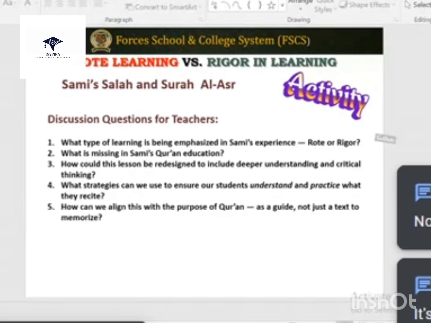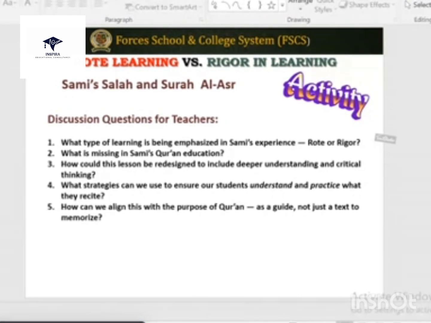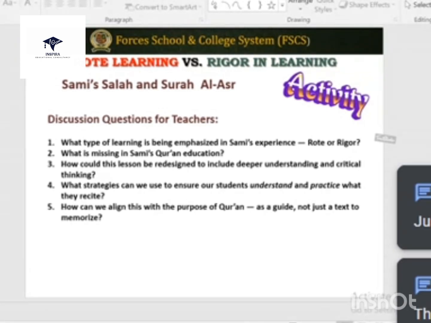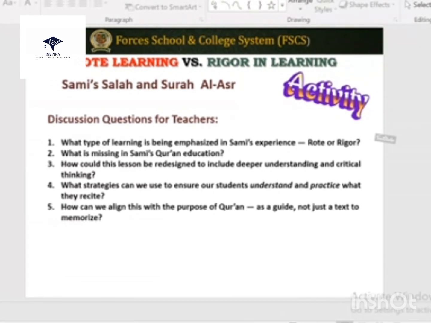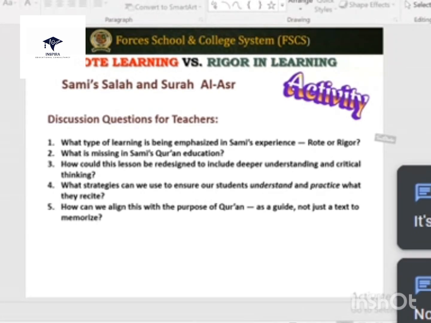Not good. Yes, Amna, it is critically just rote learning. Yes, this is just a rote learning. So, Ikra has answered before we have raised the question that what type of learning is being emphasized in Sami's experience, rote or rigor. Amna has replied that this is the rote learning. And what is missing in Sami's Quran education? What he should do? What do you suggest? The understanding is missing because he is unable to implement all these practices that Allah requires from us in his daily life. And how could this lesson be redesigned to include deeper understanding and critical thinking?